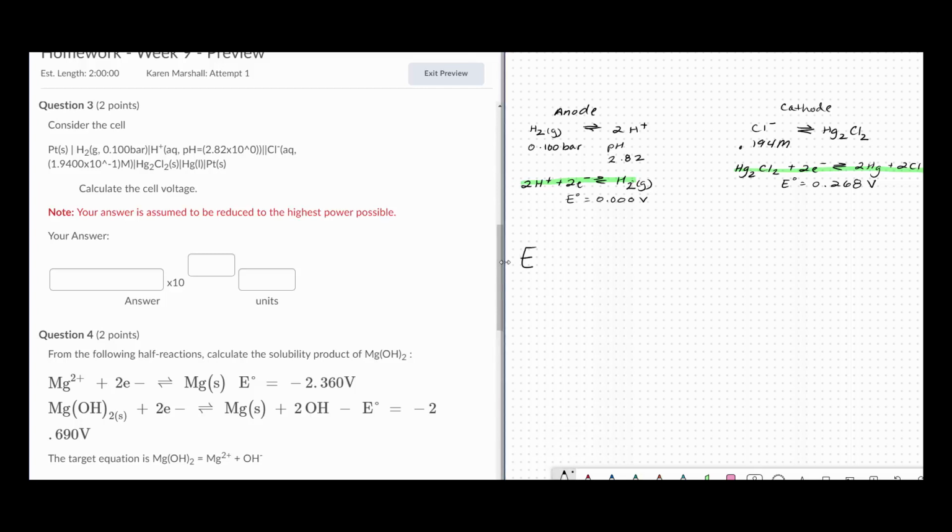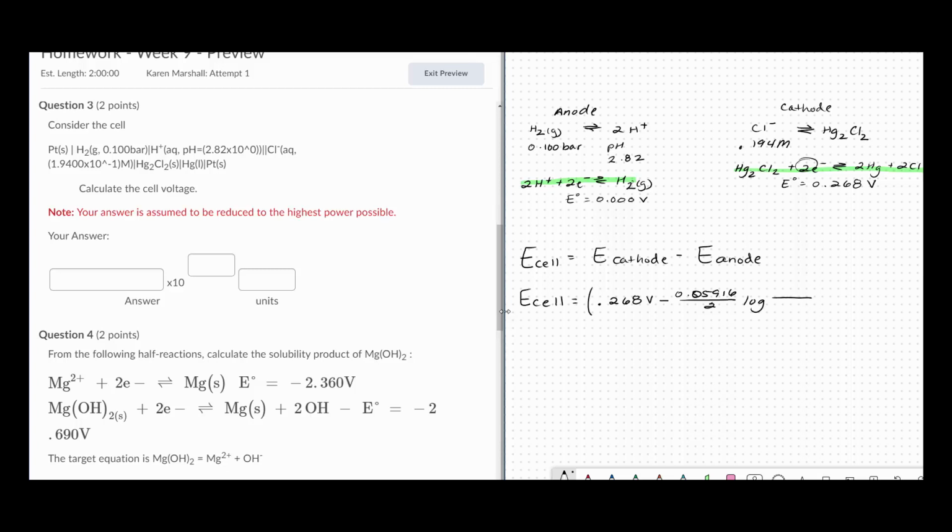Okay, so the E of the cell is going to be equal to the E of the cathode minus the E of the anode. That's always the way it is, but we don't have just standard conditions anymore. That's why we need Nernst. So the E of the cell is still going to be the E of the cathode minus the E of the anode, but the E of the cathode is going to be represented by the standard reduction potential, 2.68 volts, minus 0.05916, our constant, divided by N, the number of electrons, times the log of the Q.